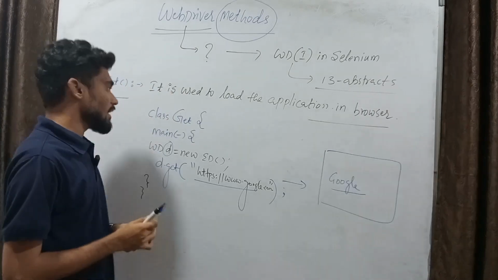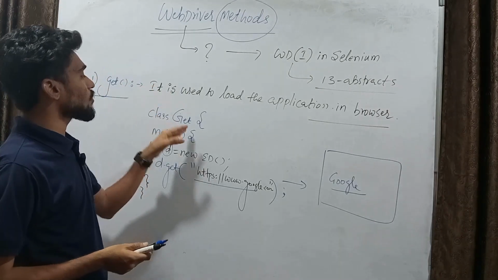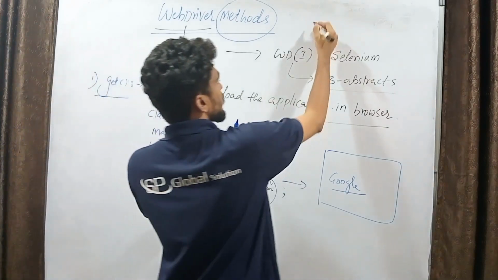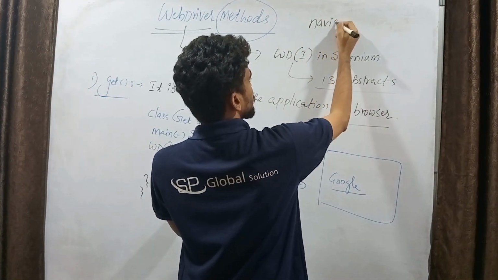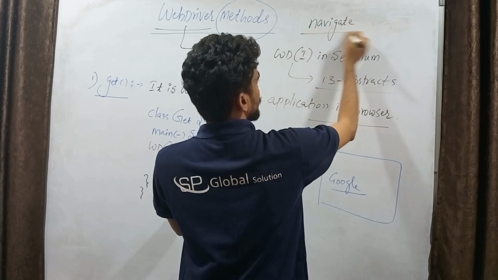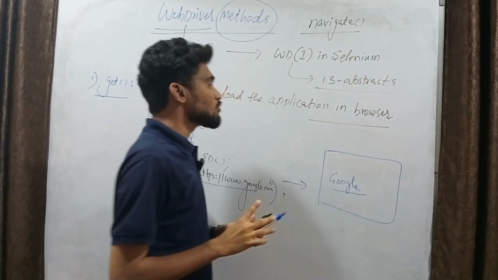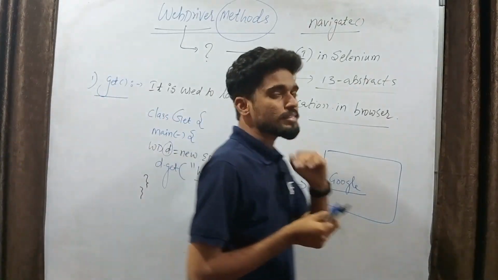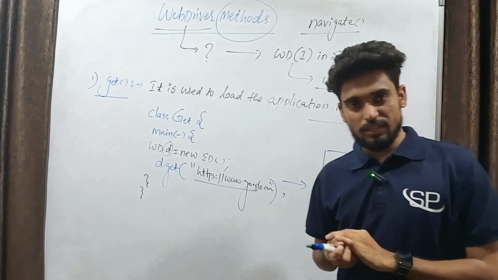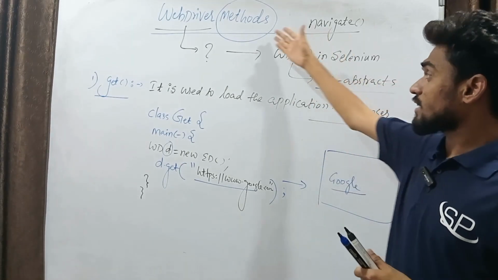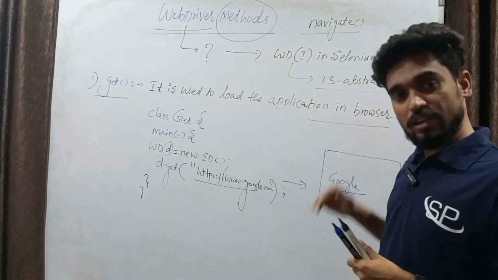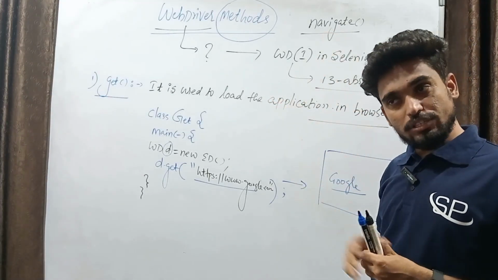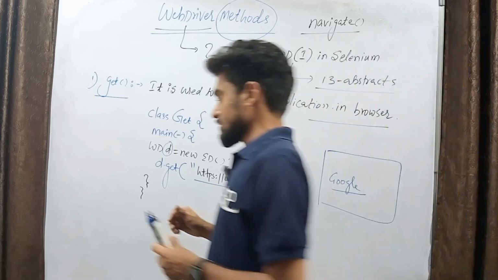Done. And there is an alternative method for the get method. Either you can use this get method or you can use the navigate method. Okay, both are used to load the application only. But I have one doubt, sir. What is the difference between get and navigate method here? You are telling that get is responsible to load the application in the browser, and navigate also. So what is the difference between them? That we will discuss now.